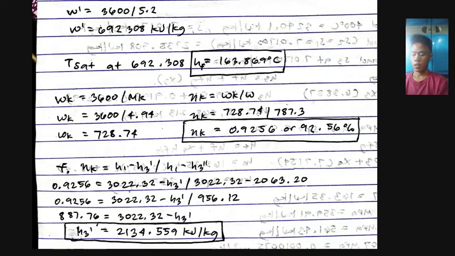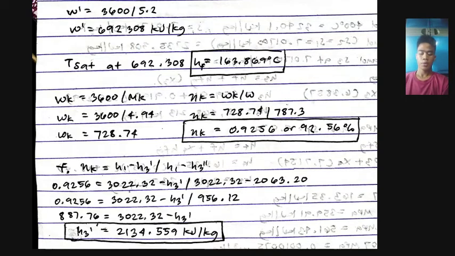T saturated at 692.308, our H sub F or HF equals 163.869 degrees Celsius. Next, WK equals 3,600 over MK. And the other one is NK equals WK over W or work. Formula for NK.